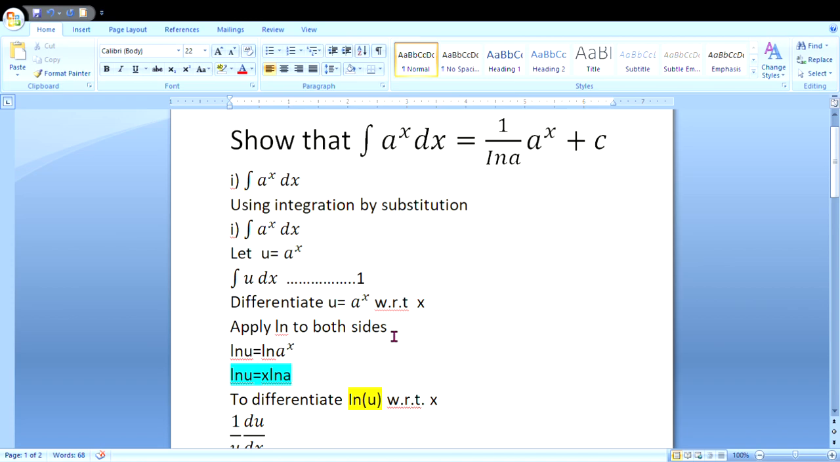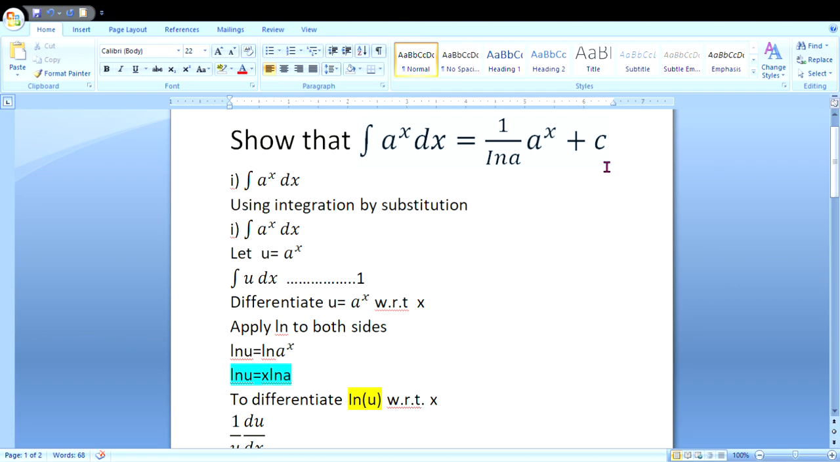We're going to look at this question. Show that the integral of a raised to the power of x dx is equal to 1 over ln a times a raised to the power of x plus c, where c is an arbitrary constant.